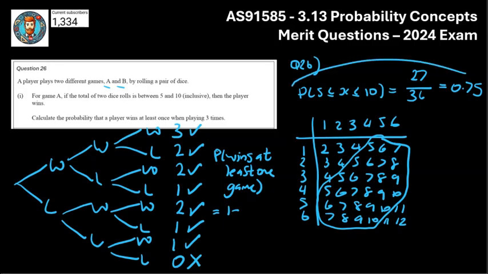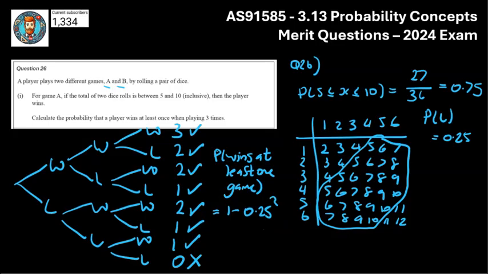So remember, the probability of winning was 0.75, which means the probability of losing must be 0.25, right? So that means it's going to be 1 minus 0.25 cubed, because it would have been 0.25 times 0.25 times 0.25. And when I put that into my calculator, I get 0.984375. So quite a messy number. Could have rounded that, but I chose not to, just left it as a whole number.